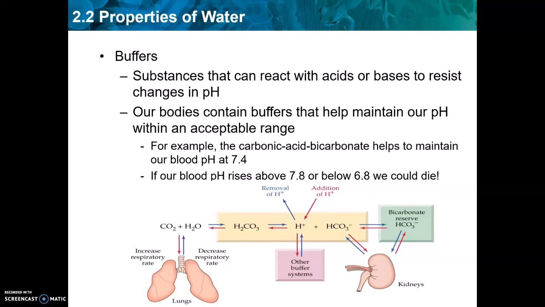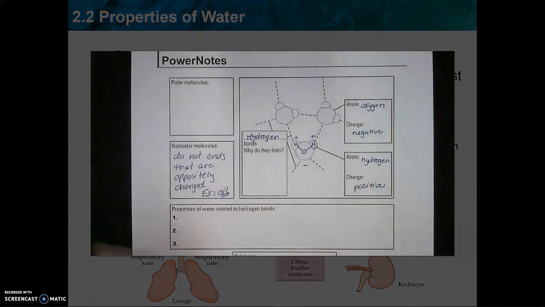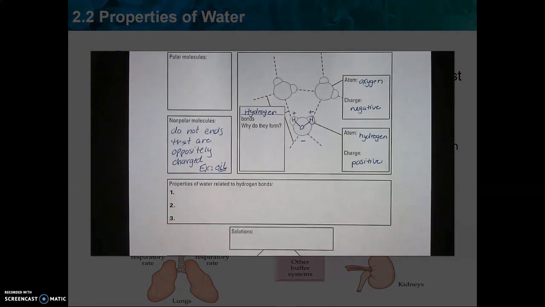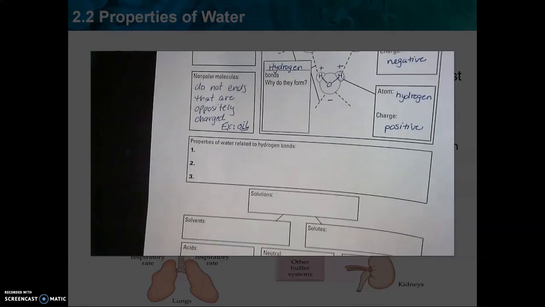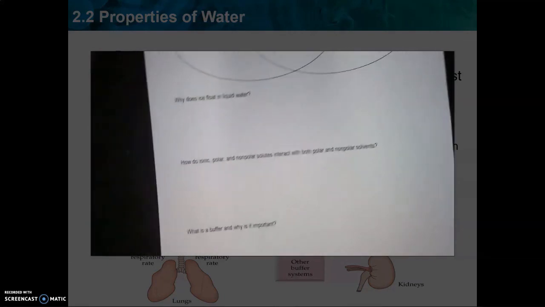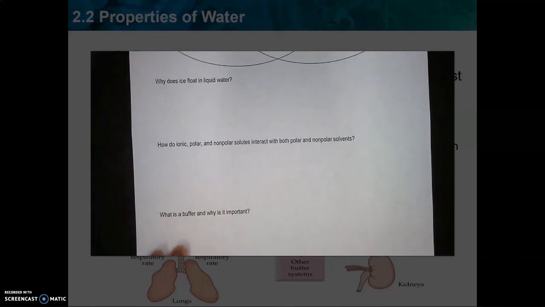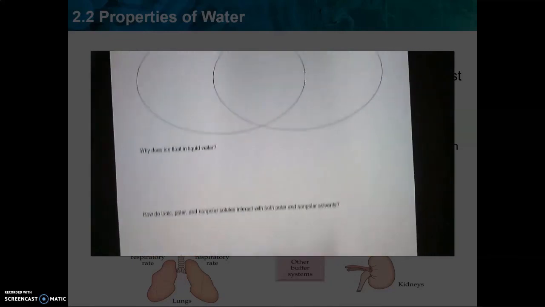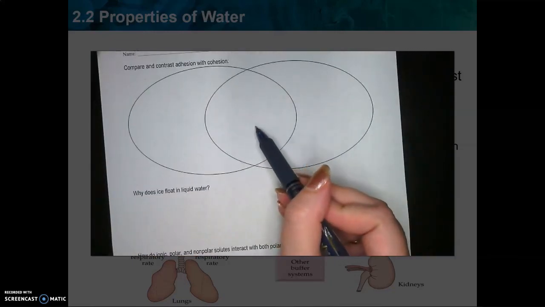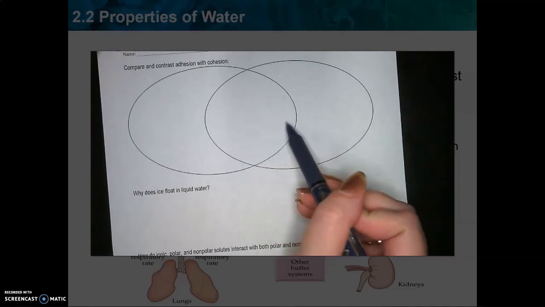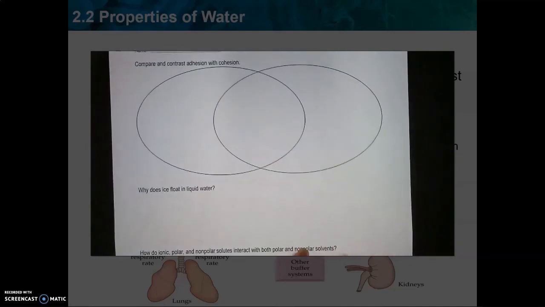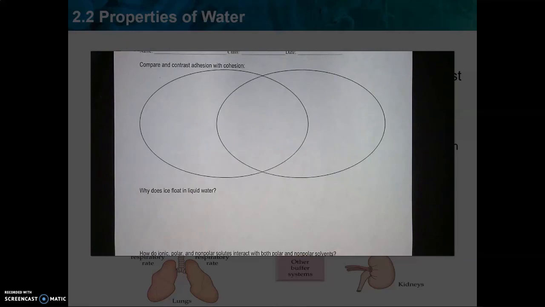So that's going to be the end of our discussion about Chapter 2, Section 2. Make sure at this point that you revisit your Power Notes sheet and that you have filled in everything here. Some things were directly from the slides, but don't forget to go ahead and look at the back, answer the questions here, fill in your Venn diagram to compare and contrast adhesion with cohesion, and this is really going to help you reinforce what you've learned today.